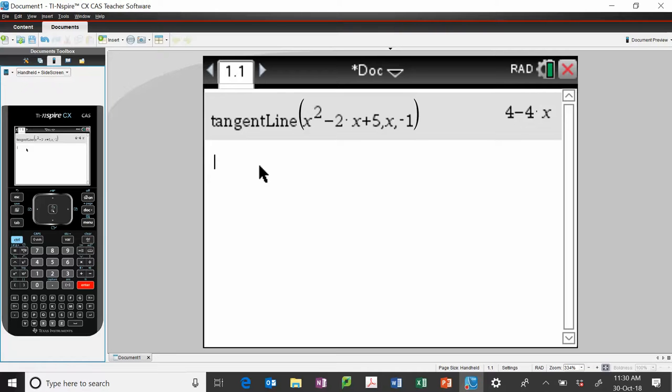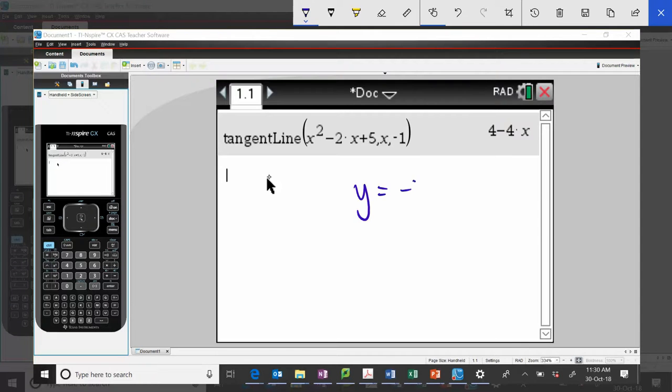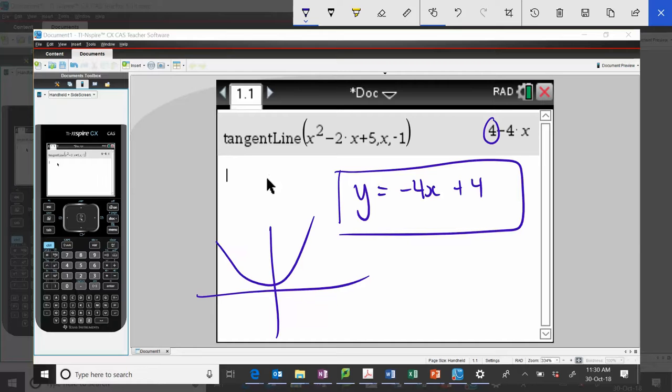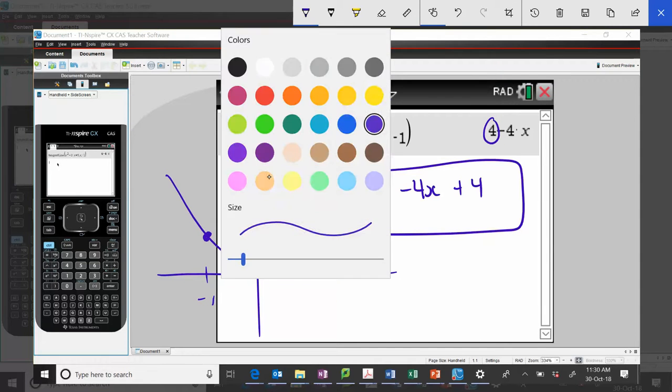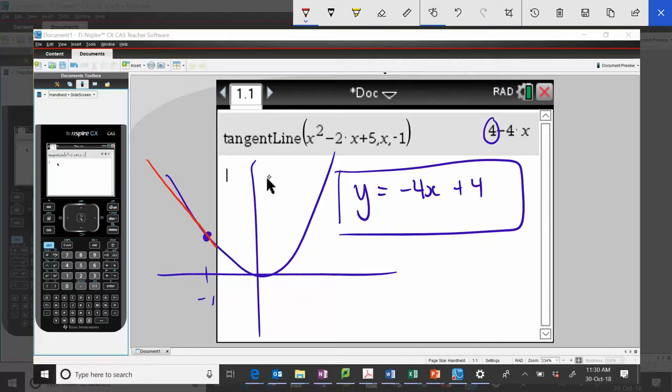The equation of the tangent line, based on the calculator, is negative 4x plus 4. This is the line on your quadratic, whatever the quadratic is, at x equals negative 1. Sorry, my bad. Let's draw that again. You've got some sort of quadratic graph like that, and let's say negative 1's over here. At this point, the equation of this tangent line is y equals negative 4x plus 4. That's what you've done.